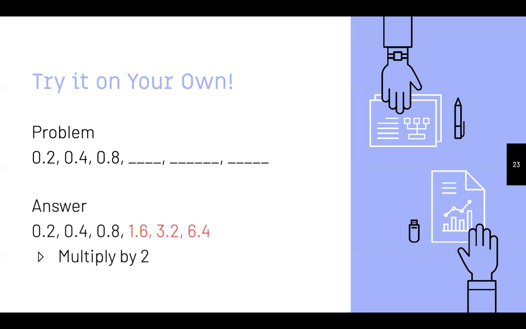So the answer is 1.6, 3.2, 6.4. So how do I get that, right? I say I multiply by 2. How do I know I multiply by 2, though, right? Stepping equation, I think, is the easiest way of doing this, right?